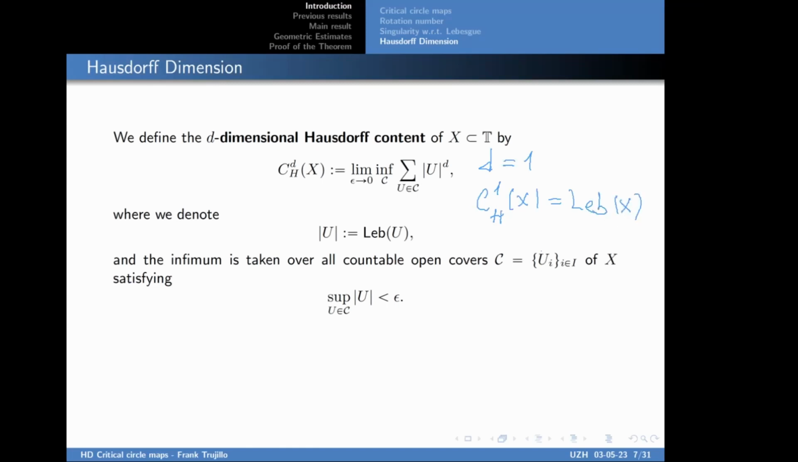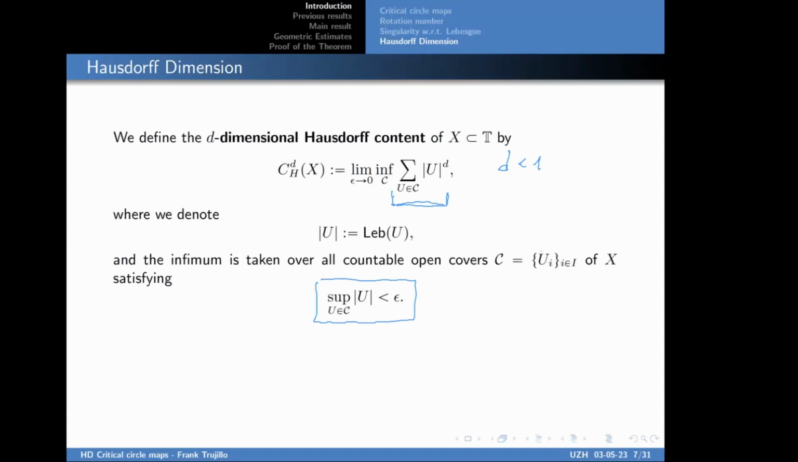Okay, but if you have a set that has 0 Lebesgue measure, then you can try to say, okay, what happens if I don't consider d equal to 1, but I consider d smaller than 1? In this case, these sums here are getting bigger, because I will be considering open covers which verify this property. My open covers are such that every element of my cover has a small size, a small diameter.